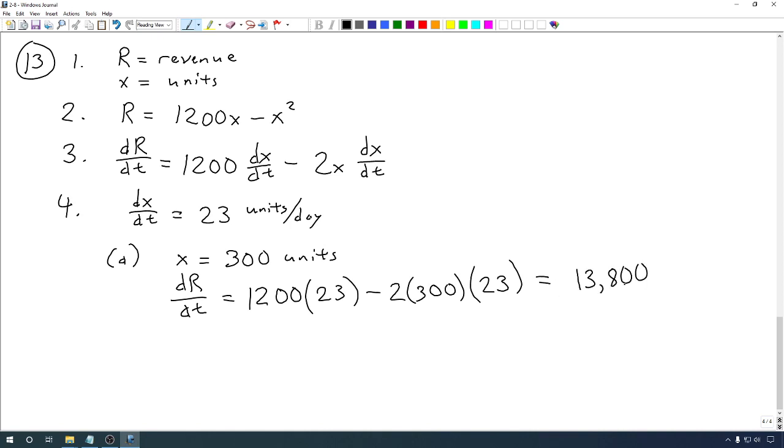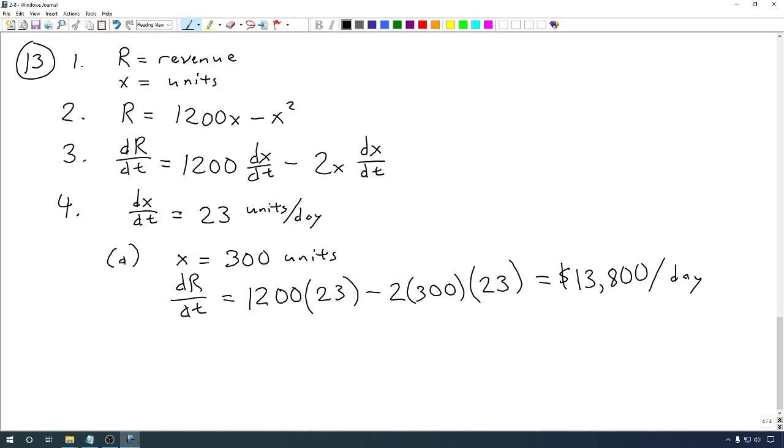13,800. Now, what are the units on this? Well, we're talking about revenue changing over time. I'm assuming here that the revenue is in dollars. I mean, technically, they didn't tell us what the currency was, but we'll just assume dollars here. And of course, over time, we're using the same unit for time here. So we're talking about $13,800 per day. That's how much our revenue changes over time.